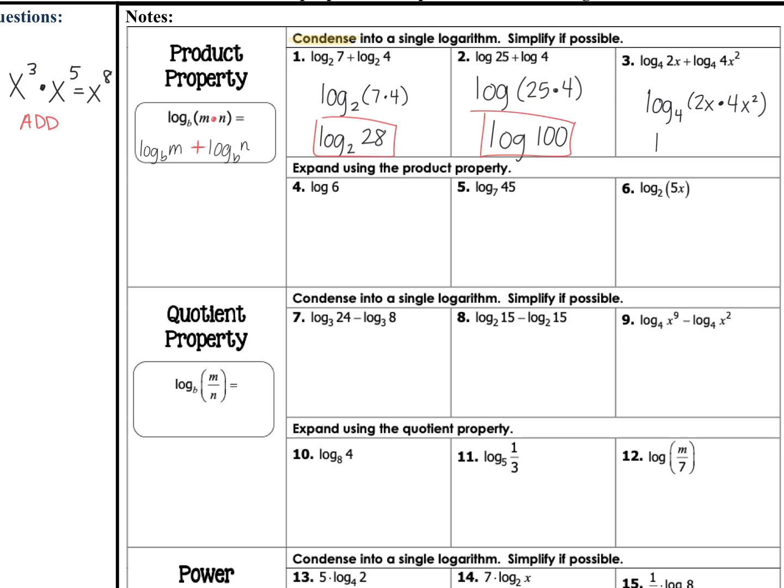So please check your work here. If you combine those together and multiply, you get log base 4 of 8x to what power? To third. Good job. If you have that, you can go on your way.